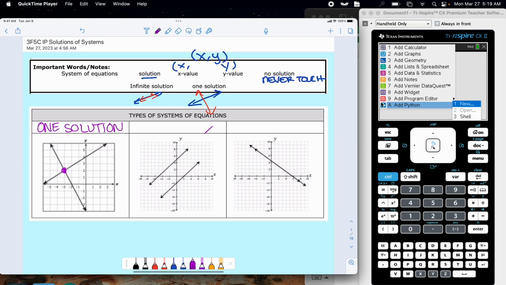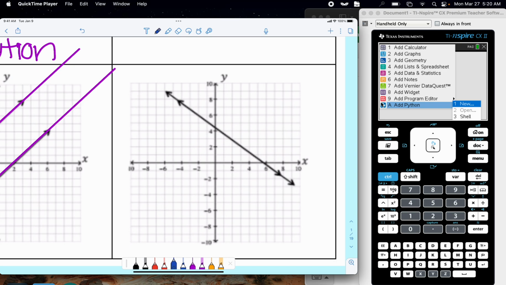Our next ones, if you keep drawing, they never touch. This is no solution. Then our next one, you can see you have two lines on top of each other, meaning infinite solutions.